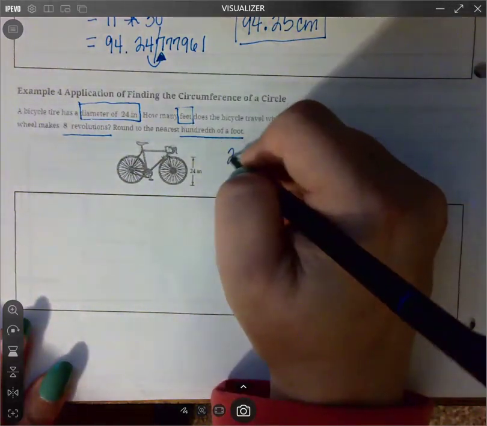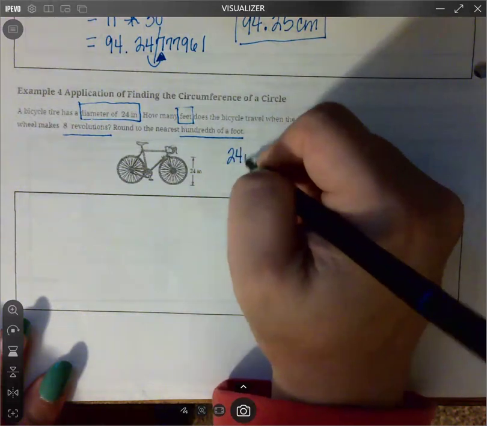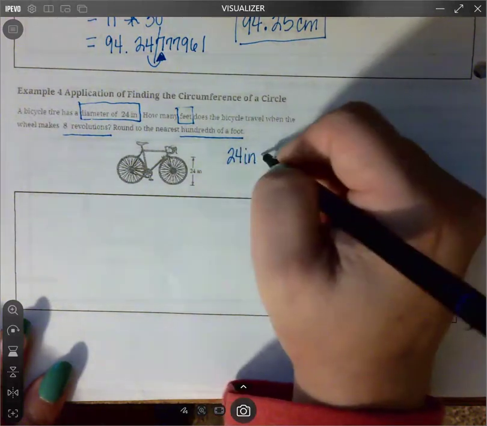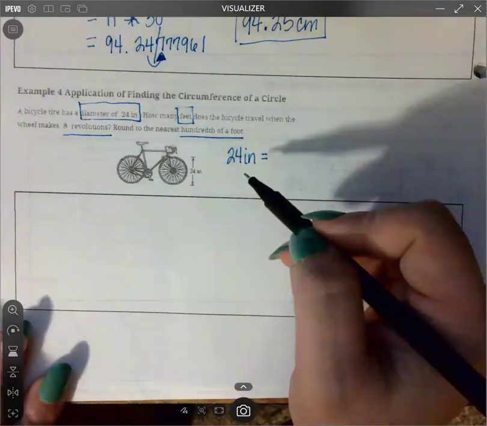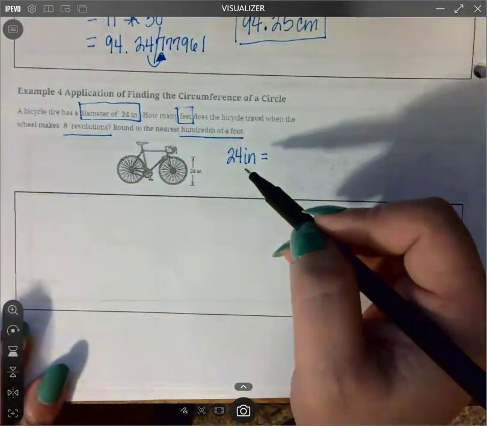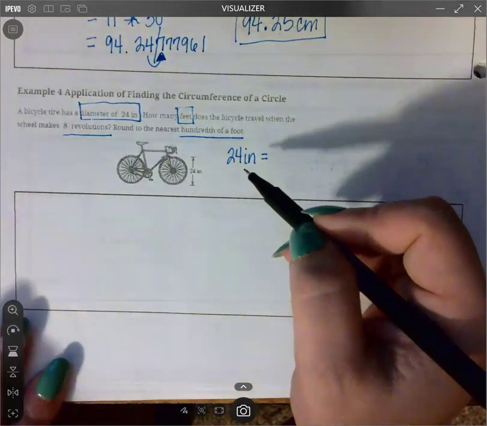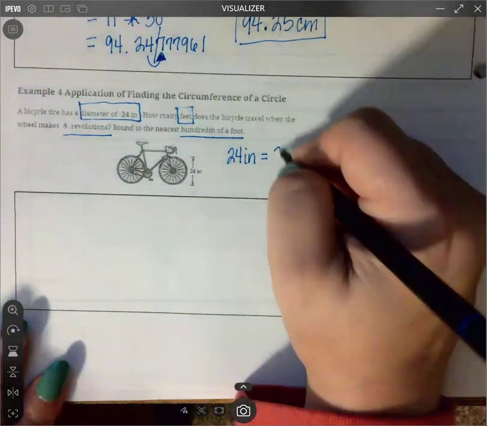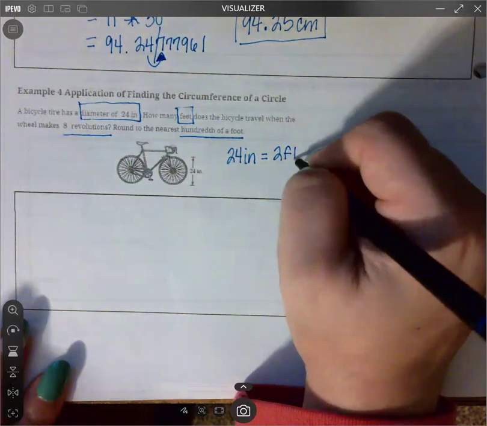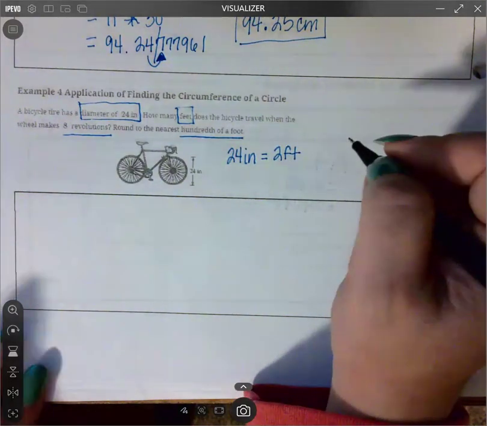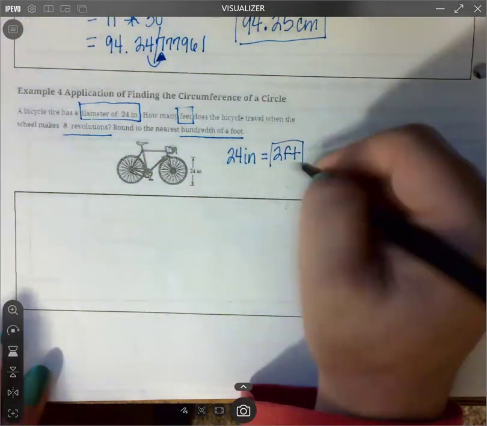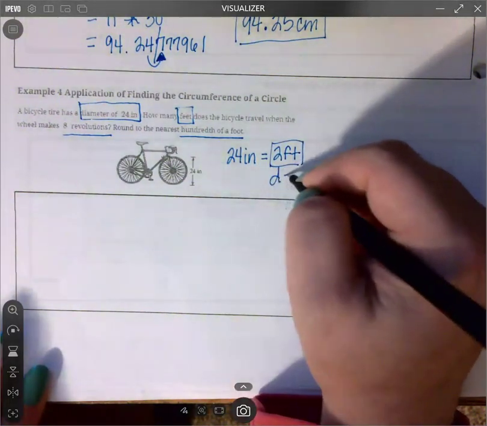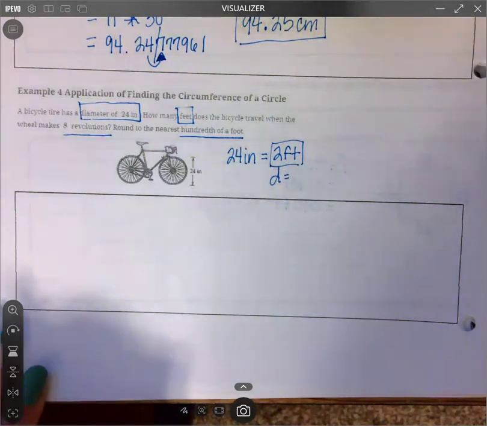So we want to go ahead and change it so that our diameter is also in feet. Well, hopefully you recognize the fact that 24 inches is 2 feet. If not, you need to remember that there are 12 inches in a foot. So I'm going to use 2 feet for my diameter in the problem.